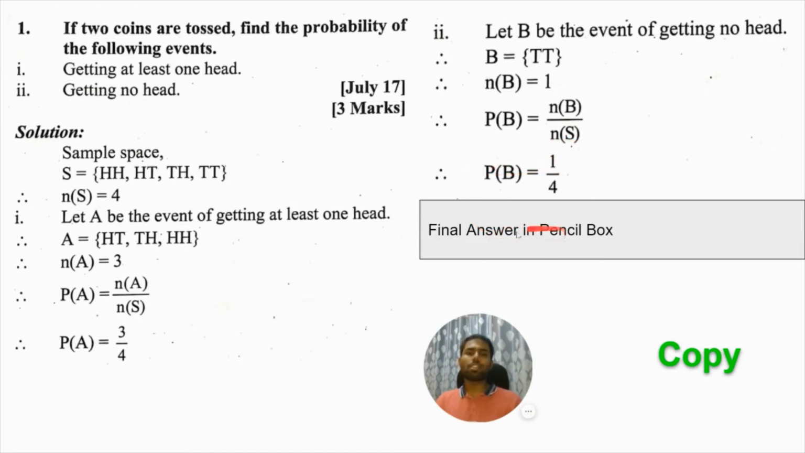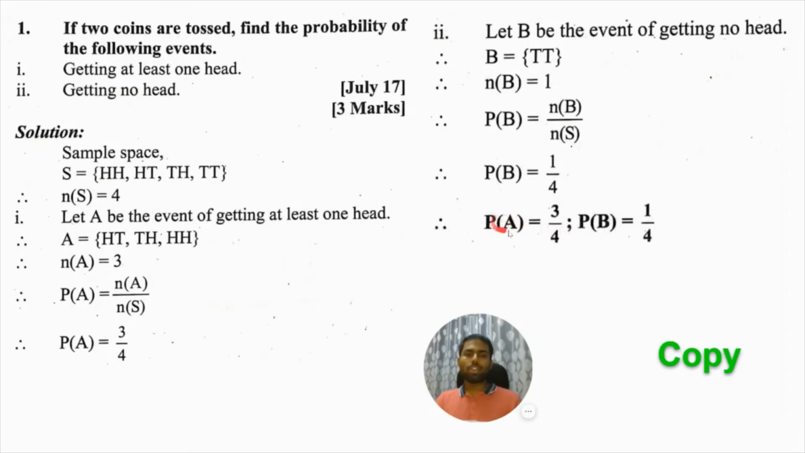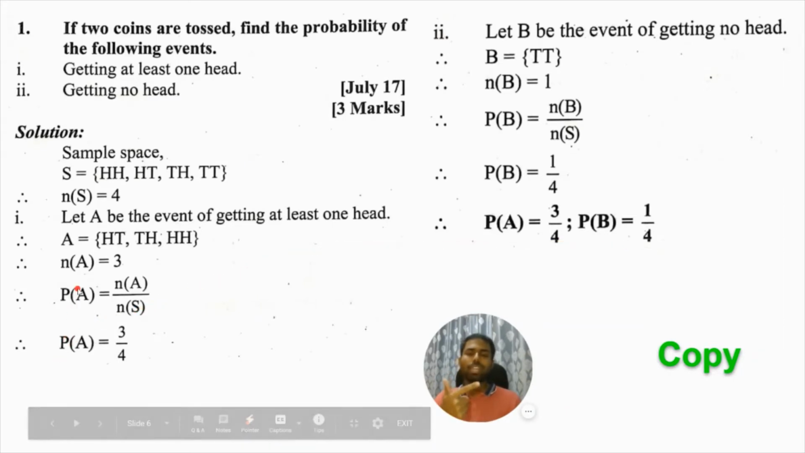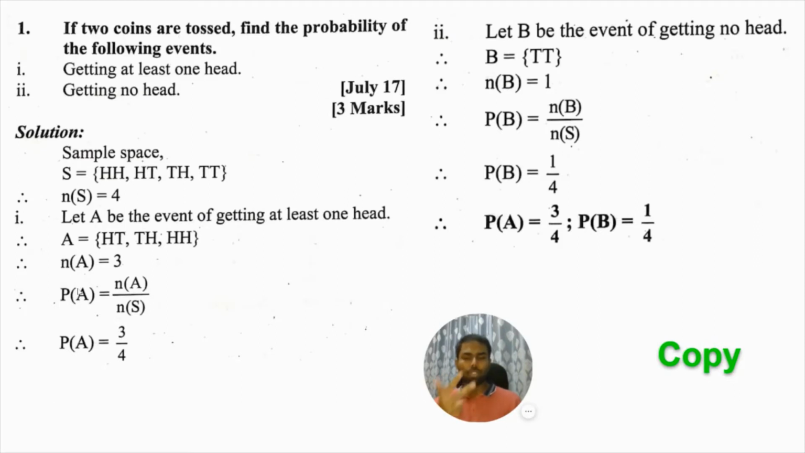Then write the final answer in a box. Probability of A is 3 upon 4. Probability of B is 1 upon 4. That's it. So it's very simple, to be honest. You have already been writing the sample space and the events. The only additional step is writing the probability. Use the formula and substitute in the formula for finding a probability. It's a very simple chapter. Very simple questions come from this chapter. Okay, let's move ahead.